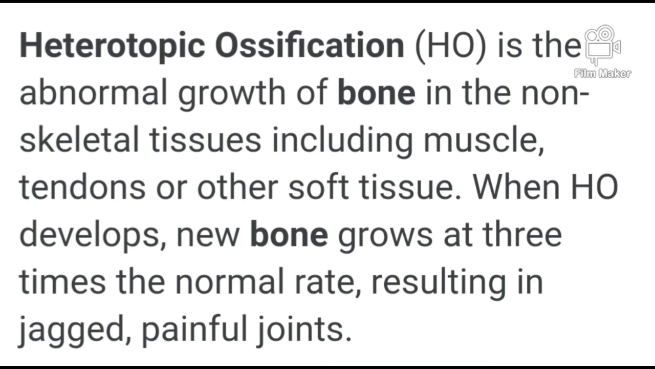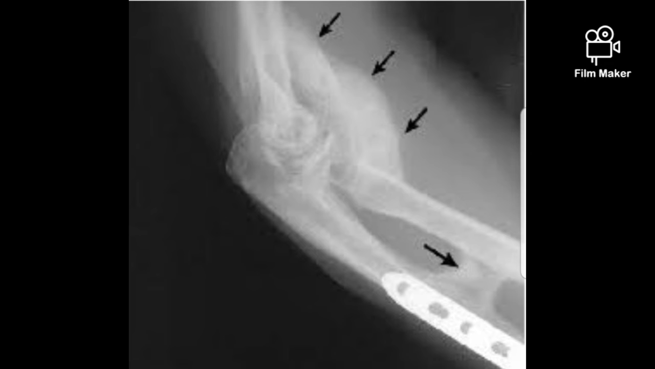Then we have the heterotopic bones. Sometimes bone is developed in soft tissue, like horse riders develop bones in the adductor muscles, that is also known as the rider's bone.